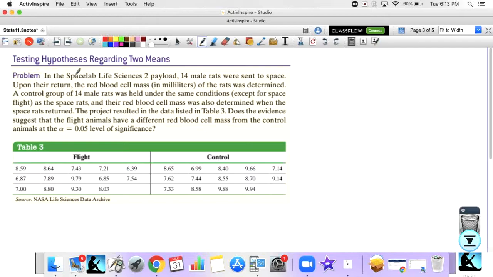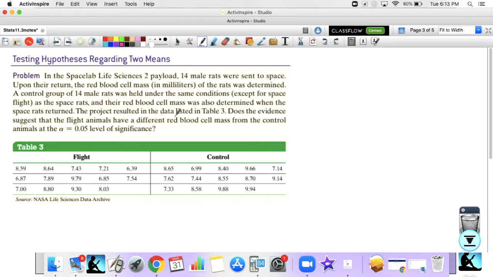So in Science Lab Life Sciences 2 payload, 14 male rats were sent to space. Okay, so in this actual space lab, 14 male rats were sent to space. Upon their return, the red blood cell mass in milliliters of the rats was determined. So how many red blood cells they have within their blood. A control group of 14 male rats was held under the exact same conditions except for space flight, and their red blood cell mass was also determined when the space rats returned. So same time frame, same other conditions. The only difference is space and not space.